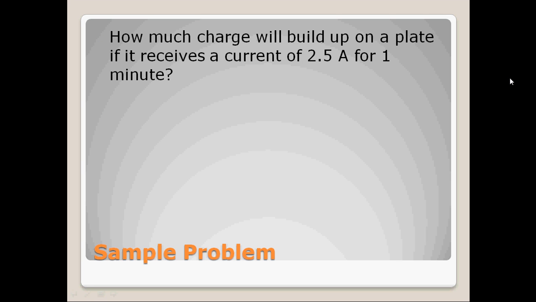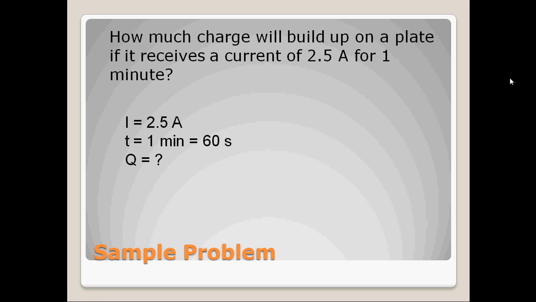Now a sample problem to see how we're doing with this. We can imagine that we are shooting a current at a plate of something. That current measures to be 2.5 amperes. In other words, 2.5 coulombs pass a given point along that path each second. Now we're going to shoot that current at that plate for 1 minute straight. We want to figure out how much total charge has accumulated on this plate as a result of that current.